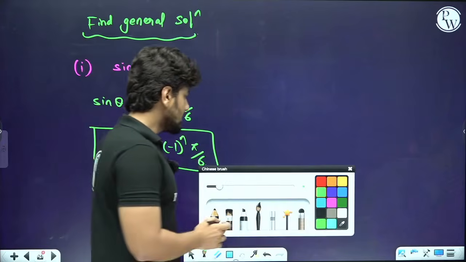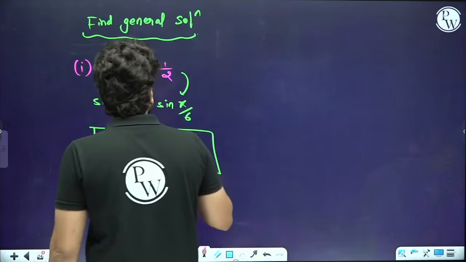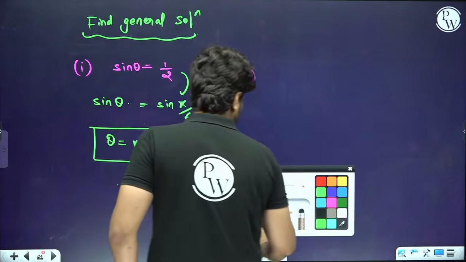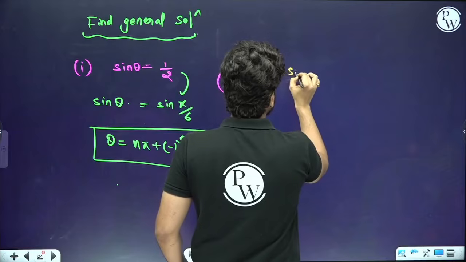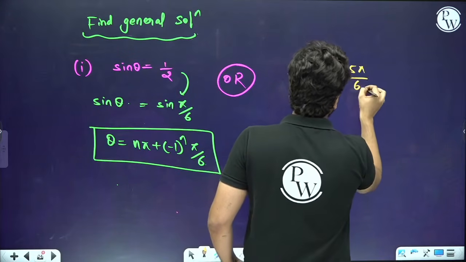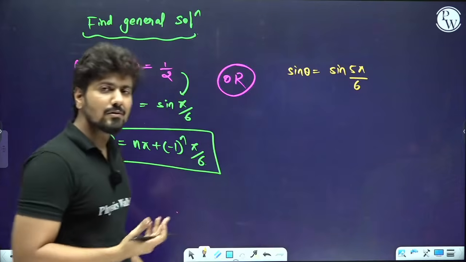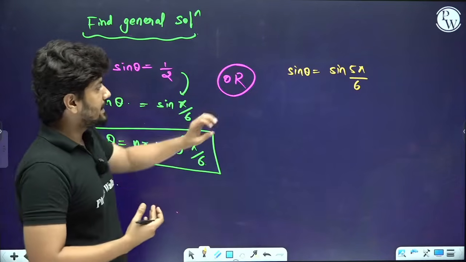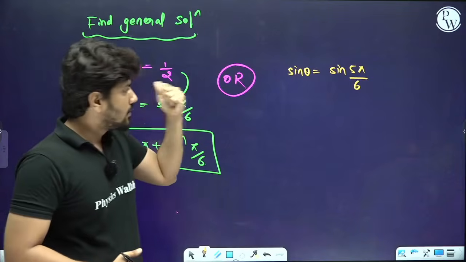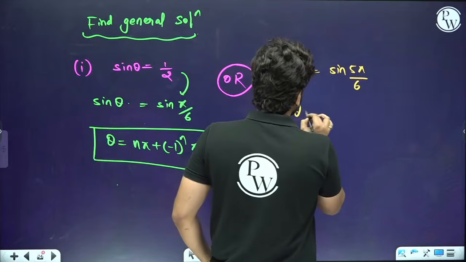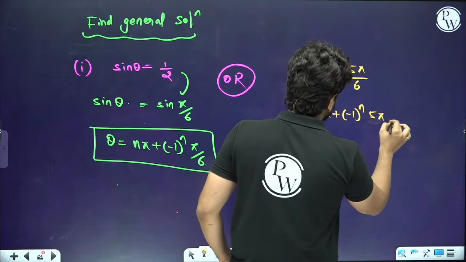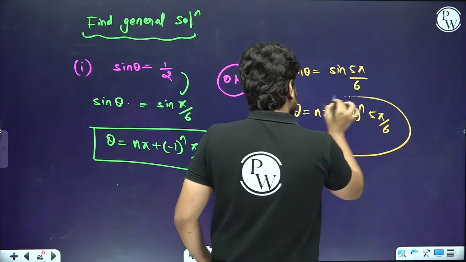As I told you, even if you write 1 by 2 as sine of 5 pi by 6 and then you write its general solution, that also works. Sine theta is equal to sine of 5 pi by 6, and sine of 5 pi by 6 is also equal to 1 by 2. So now again you can write theta is equal to n pi plus minus 1 raised to the power n times 5 pi by 6. This is also the answer.